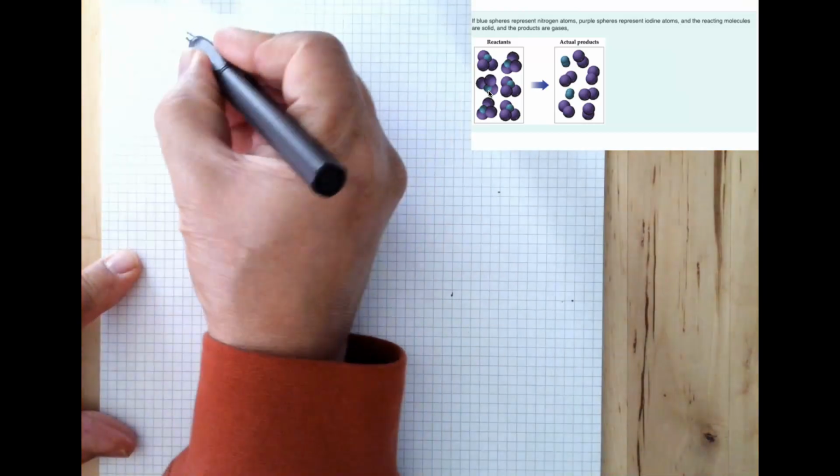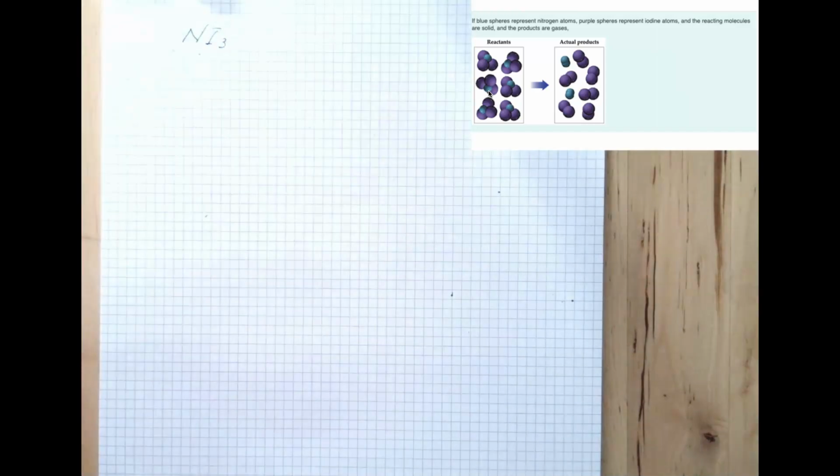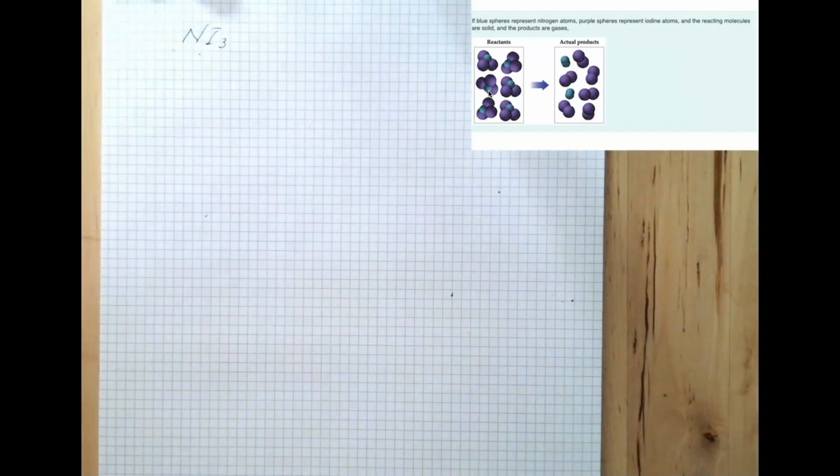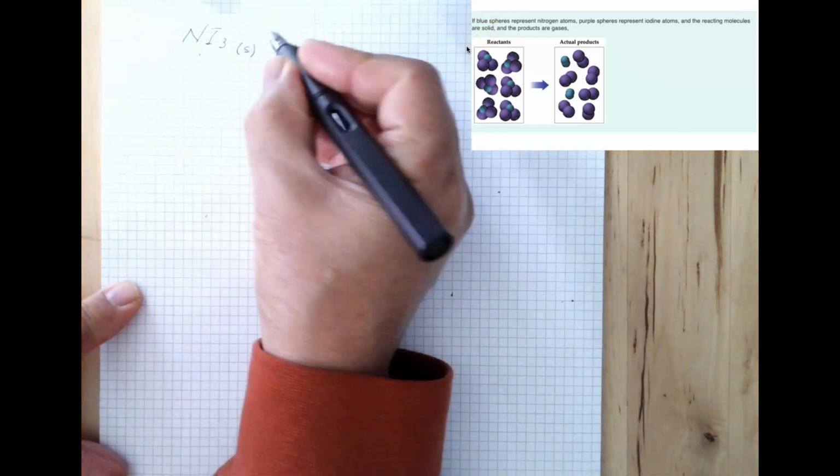Let me write that down. Now, the number of molecules here does not represent the actual number of reactant molecules. It's just a cartoon, in this case with 6 molecules, but that doesn't mean that you're going to have 6 of these. The only thing that this means is that you have NI3. Now they tell you that the reactant is a solid. So we need to write that down. So this is a solid.